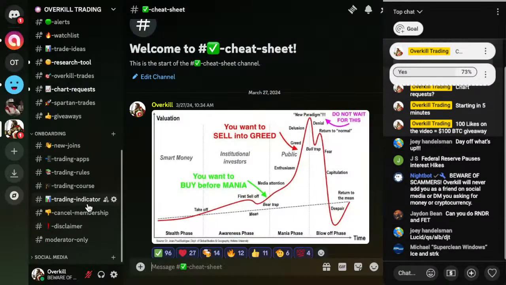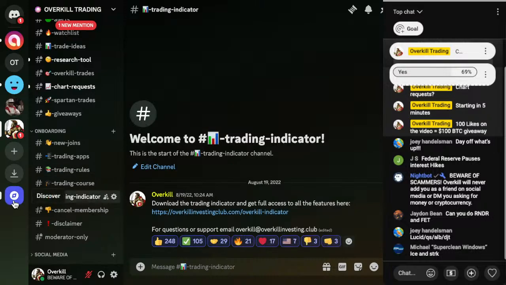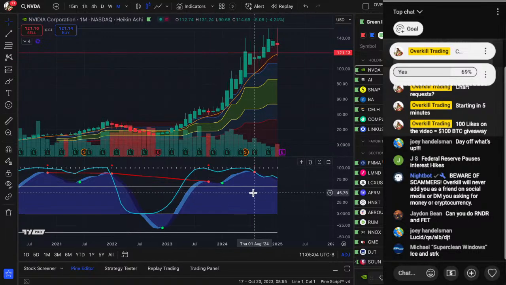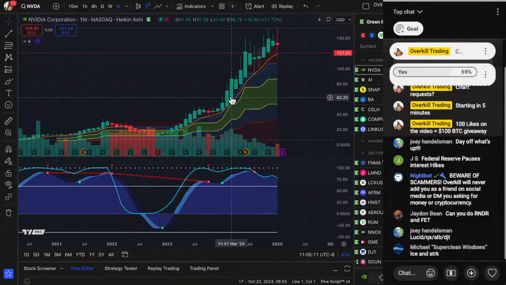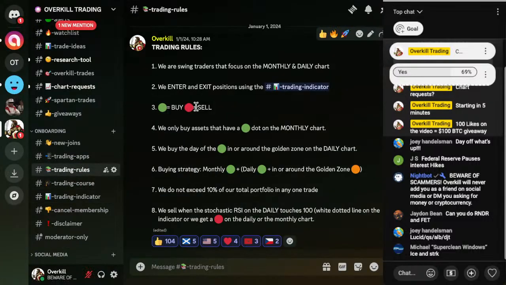So if you come over here to the rules, we are focused on a monthly and a daily chart. We enter and exit positions using the trading indicator. If you do not have the trading indicator, you can come down here in the Discord to the trading indicator tab, click on this link right here, and everything that I have on my screen will load directly into your TradingView account. You'll get the red and the green dots, the retracement tool we use, and also the 90 MA. So again, green means buy, red means sell.